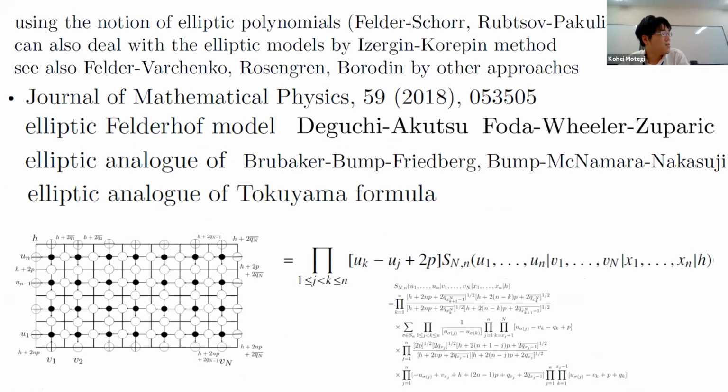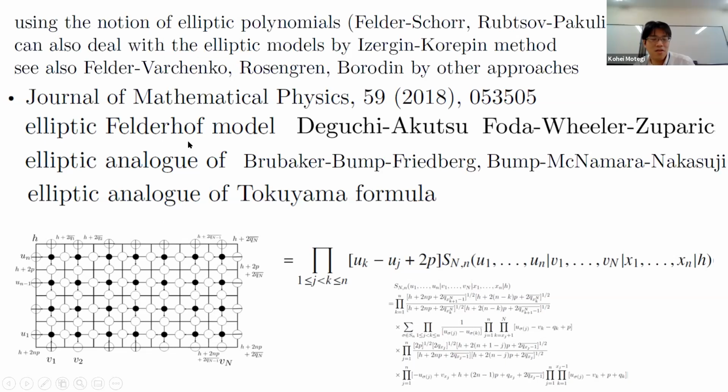Finally, I will just make a comment that this Izergin-Korepin method can also be applied to elliptic models. So, for example, you can construct some elliptic analog of Brubaker, Bump, Friedberg, and Nakasuji, and so you can actually construct some kind of analog of Tokuyama formula by considering this elliptic Felderhof model.